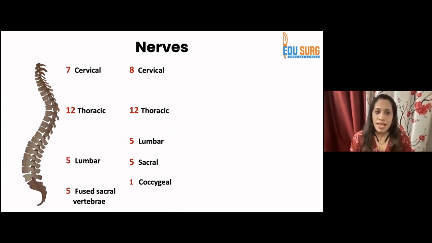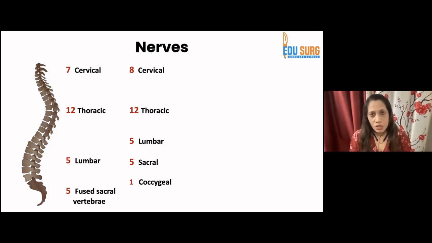The interesting thing is we have 7 cervical vertebrae, but 8 cervical nerves. So why is this so? Well, the first 7 cervical nerves all go above the respective vertebrae. So, for example, the C2 nerve will go above the C2 vertebra, right? But when you come to C8, the 8th cervical nerve, it does not go above, it goes below. So it goes below C7 and above T1.